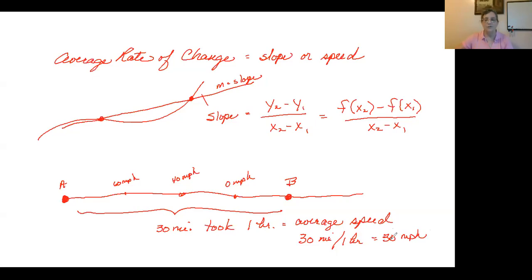That doesn't mean you were going 30 miles per hour the whole time. You could very easily have been going 60 miles per hour at some point and 40, and then stopped at some point, which is 0. But your average speed was 30 miles per hour.